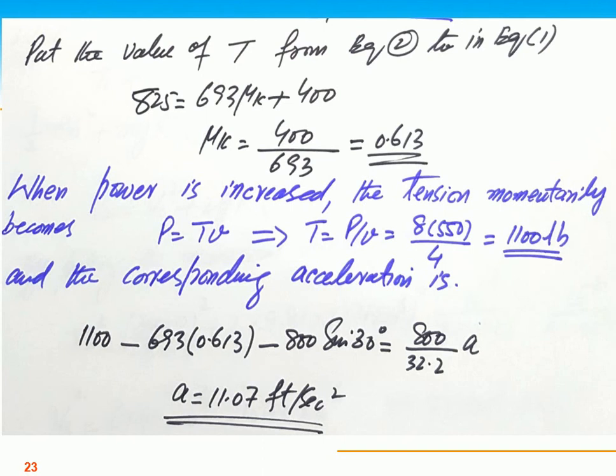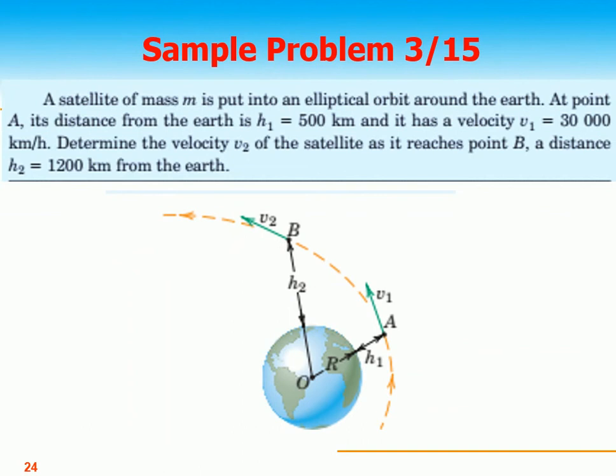So let's move to the next problem, sample problem 3-15. A satellite of mass m is put into an elliptical orbit, not a complete circle, around the Earth, with the radius changing. At point A, its distance from the Earth's surface is h1, about 500 kilometers, and it has a velocity v1 of 30,000 kilometers per hour. Determine the velocity v2 of the satellite as it reaches point B, at a distance h2 of 1200 kilometers from the Earth.